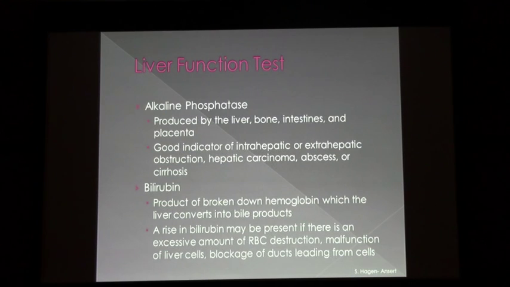Alkaline phosphatase is produced by the liver, bone, and intestines, also the placenta, and it's a good indicator of intrahepatic and extrahepatic obstruction, hepatic carcinoma, abscess, or cirrhosis. And then bilirubin, which is the breakdown of hemoglobin and is converted into bile products. It rises in the presence of red blood cell destruction, malfunction of liver cells, and blockage of the ducts leading from the cells.